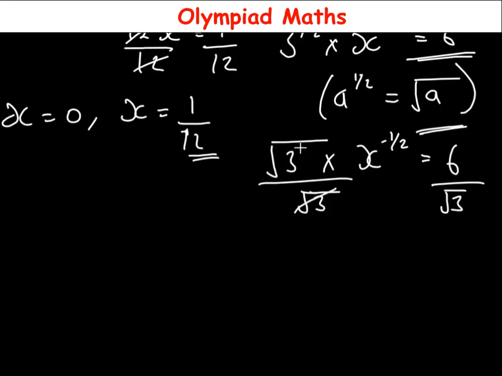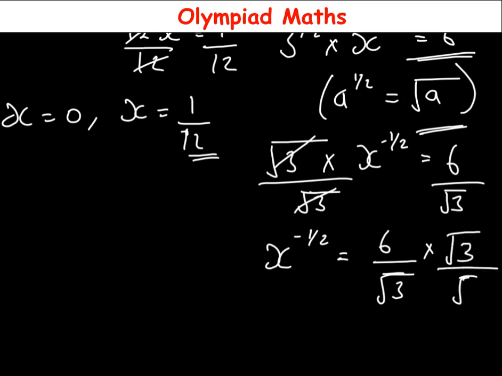By doing so, this cancels, and what remains is x raised to power minus half, which equals 6 over root 3. At this junction, we are going to rationalize the denominator, so multiply the top and bottom by root 3, so times root 3 over root 3. Okay, so you have x raised to power minus half equal to 6 times root 3, which is 6 root 3, over root 3 times root 3, which is root 9. Okay, and root 9 is 3, right?